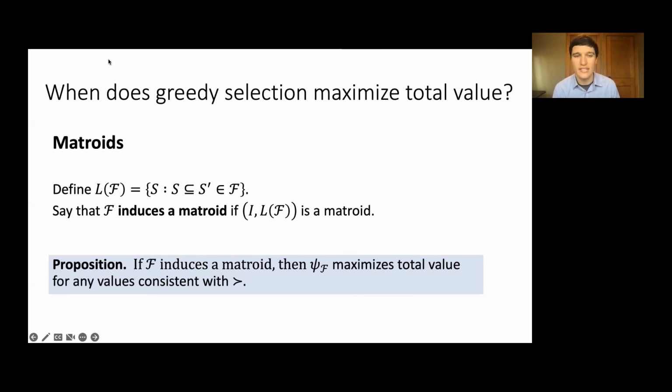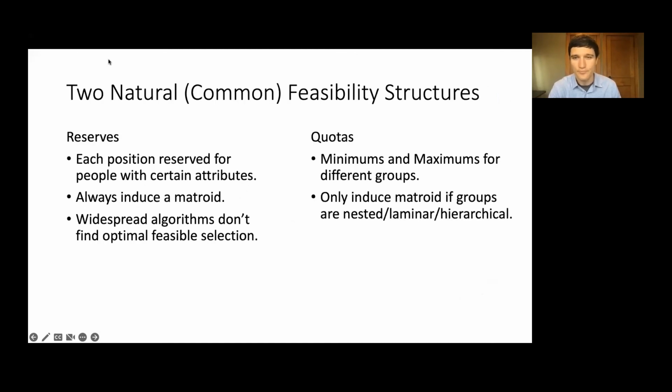And so I'm not going to go into the details of this. For those of you that know greedy optimization, we're using matroid theory. We're showing that certain feasible sets induce a matroid. Not always, right? So for example, what we show with quotas is that only under fairly restrictive structure on the quotas do you actually get a matroid. And so in some cases, if you follow this policy, you won't be maximizing the total number of people who get chosen.